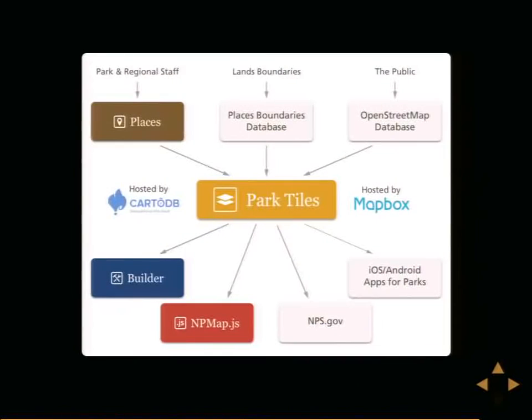And just to kind of wrap everything up here, this kind of helps explain how all these different sources are coming together. We've got park and regional GIS staff submitting to our places database. We've got official boundaries coming in to our boundaries database, and the public's contributing to OpenStreetMap. All that's coming into Park Tiles. We're hosting on CartoDB and Mapbox, and from there we can spit it back out into all these different useful tools. Builder, npmap.js, it can show up on park websites, and we're even starting to use it in some mobile apps that the parks are developing.